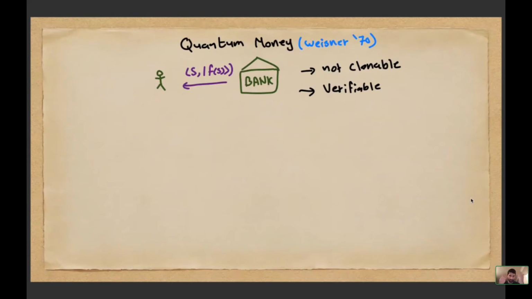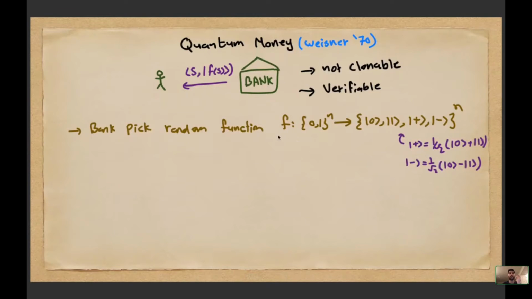Now there are different systems out there that do this with some computational assumptions. But in fact, if you had access to quantum states in the way that I'm going to talk about, you can actually get this pretty easily for free. You make money using this protocol. You first have to pick a random function that takes n-bit strings to n-bit concatenations of these four states: 0, 1, plus, which is the equal superposition over 0, 1, and minus, which is the equal superposition with the minus on the 1.